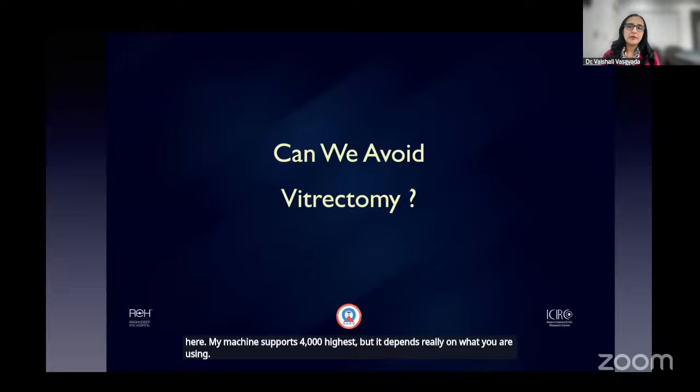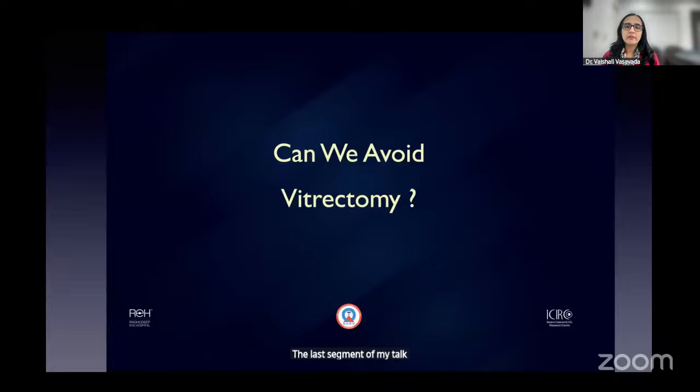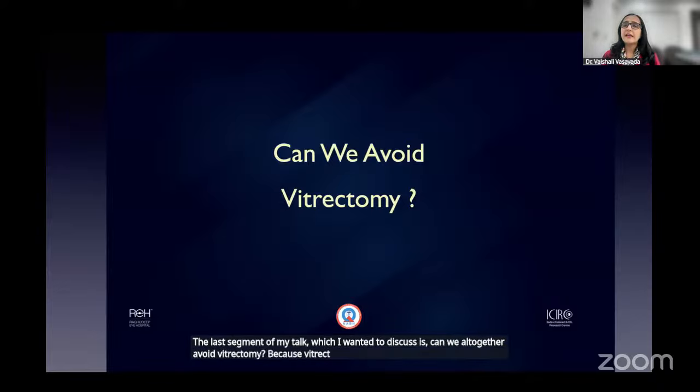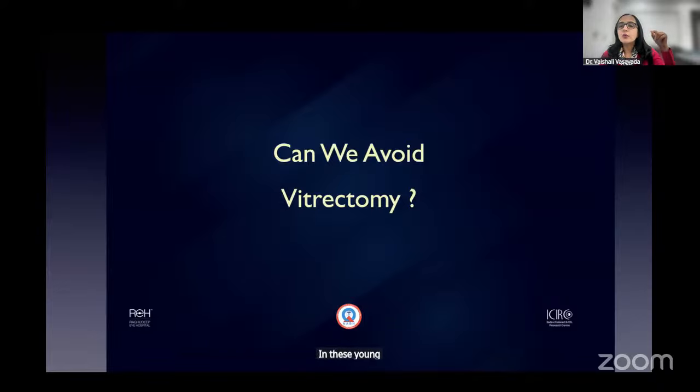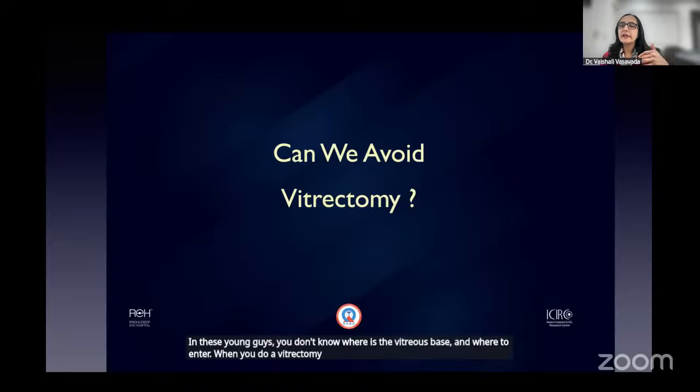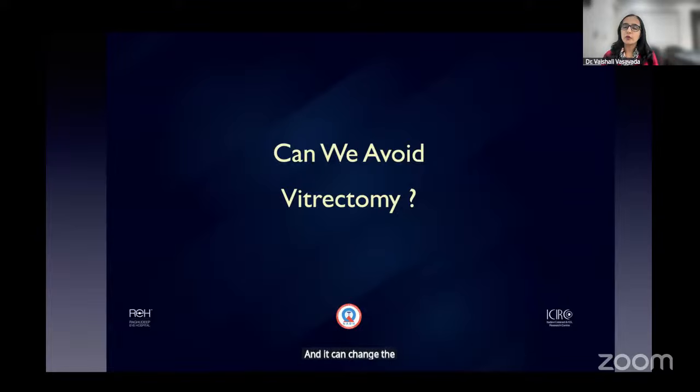The last segment of my talk, which I wanted to discuss, is can we altogether avoid vitrectomy? Because vitrectomy means in these young eyes, you don't know where is the vitreous base, whether and where to enter. When you do a vitrectomy, the oxygen gradient changes. And it has been shown that it might be a precursor for glaucoma and it can change the way your axial length grows following surgery.